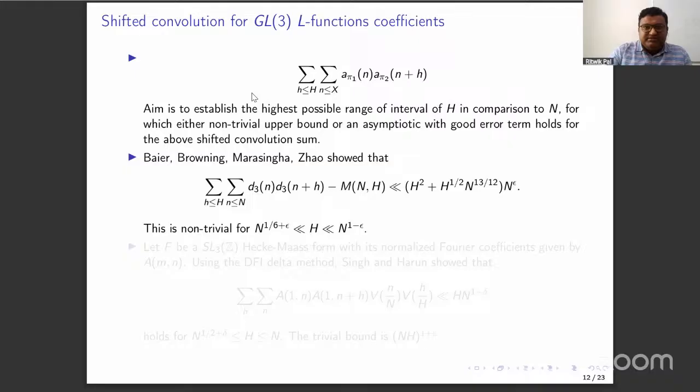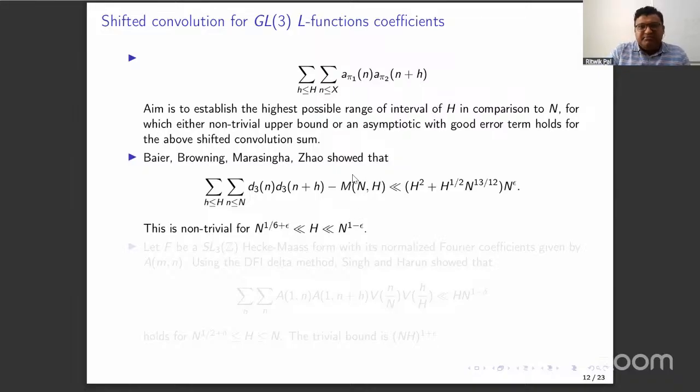They took the shifted convolution sum for d3(n) d3(n plus h), and they have a main term, which I'm writing here as M(n, h). I will say more about it a little later. They were able to show that this shifted convolution sum minus this term M(n, h) is bounded by this expression on the right hand side, and one can check that this right hand side is non-trivial for the range h bigger than n to the power 1 by 6.